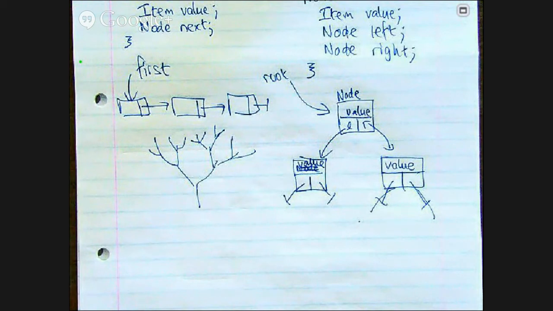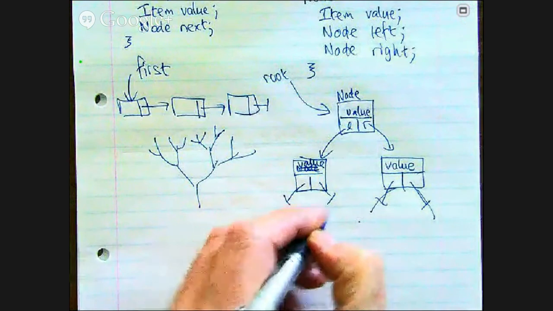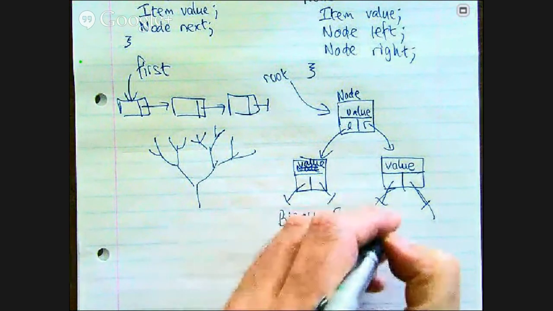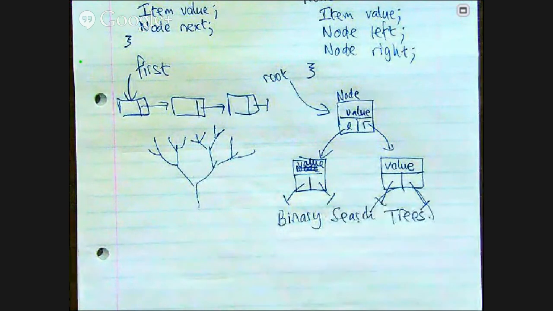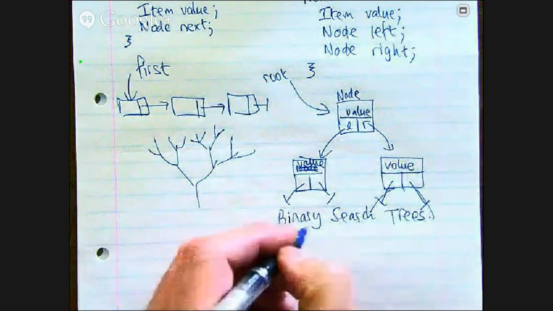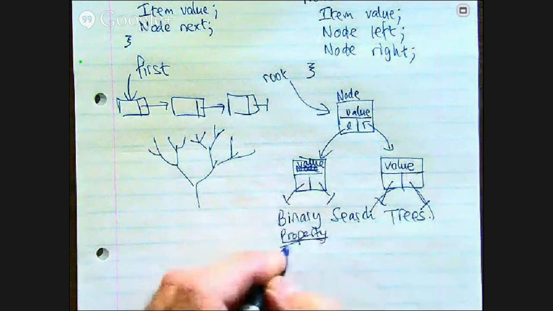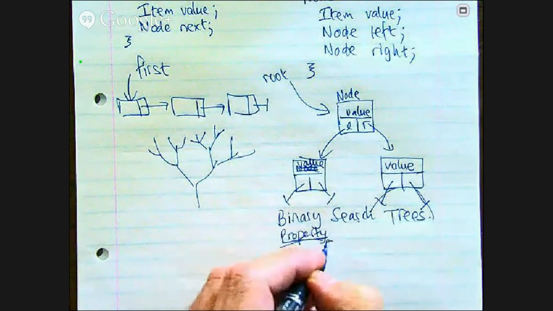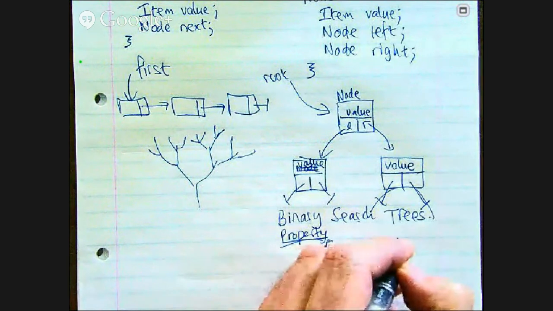It's amazing, but most of the time we're dealing with trees with a special name. They're called binary search, oh well, we know that name, trees. And they have a special property. And the property is that if I'm a node, for node n, there is a special rule.